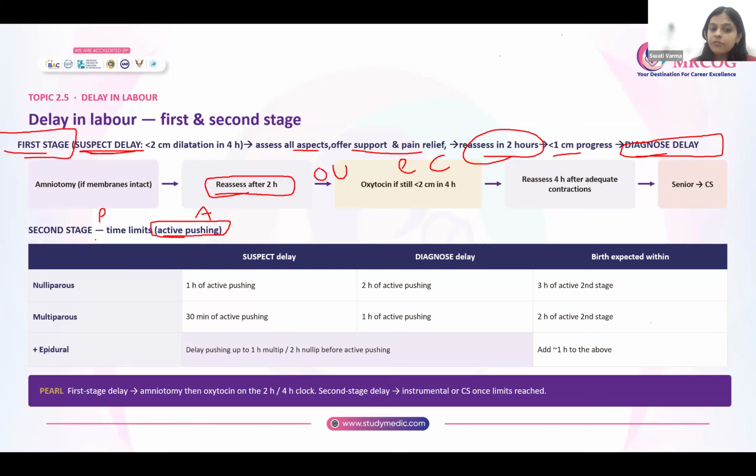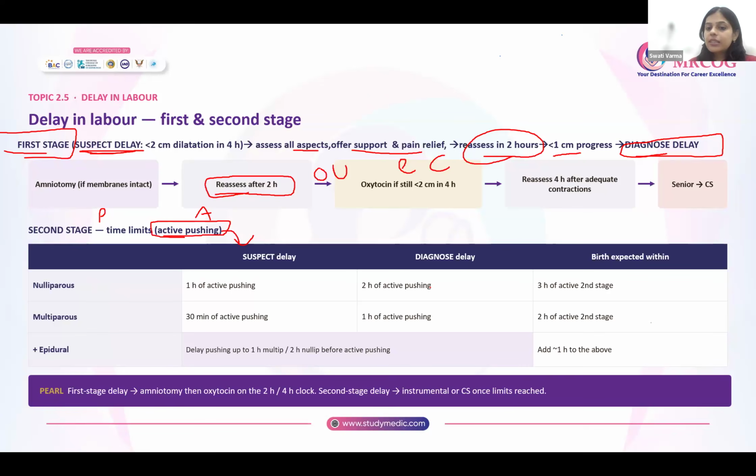Passive stage can be prolonged by 1 extra hour if she's on epidural. This can happen for any nulliparous woman also. In multiparous women, it is generally less. Then now let's come to pushing. Suspected delay and diagnosed delay are usually in the context of the active second stage of labor, when she has already started pushing.